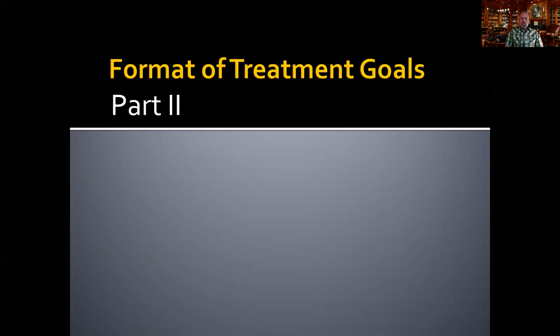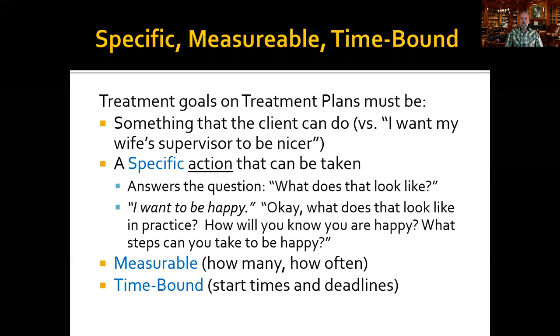Okay. So once we know how we want to try and address this, we need to then write our treatment goals. The format of treatment goals needs to be written in a way that it's something that the client or the family can do. Meaning that you can't have a treatment goal of, I want my wife's supervisor to be nicer to her. It's a great wish, but my wife's supervisor presumably isn't sitting in my family counseling session with me. That's not something that I have control over. So the treatment plan has to be an action that the clients who are in treatment can actually take.